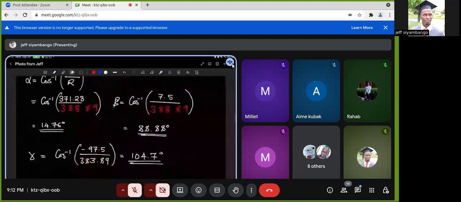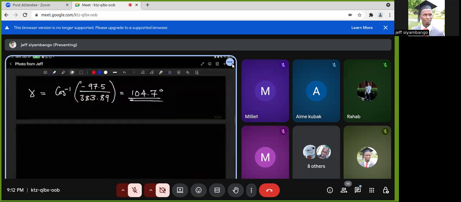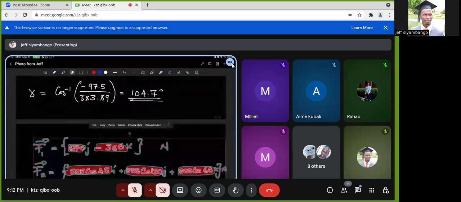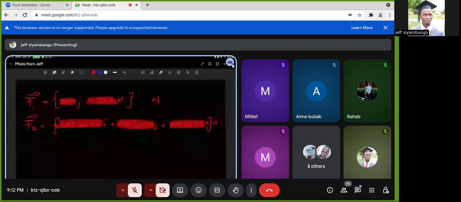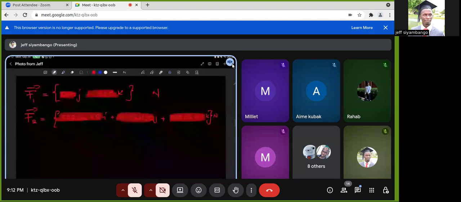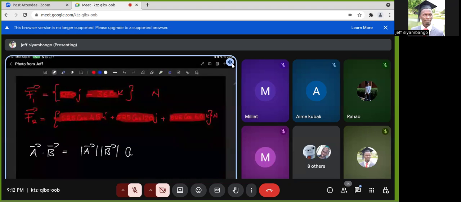Now we have obtained the direction angles and we're going for part 3. In part 3, we're looking for the angle between F1 and F2. So to get the angle between two vectors, we'll utilize the concept of a dot product. We should recall that if you have two vectors A and B, their dot product will be equal to the product of the magnitudes multiplied by the cos of the angle between them.